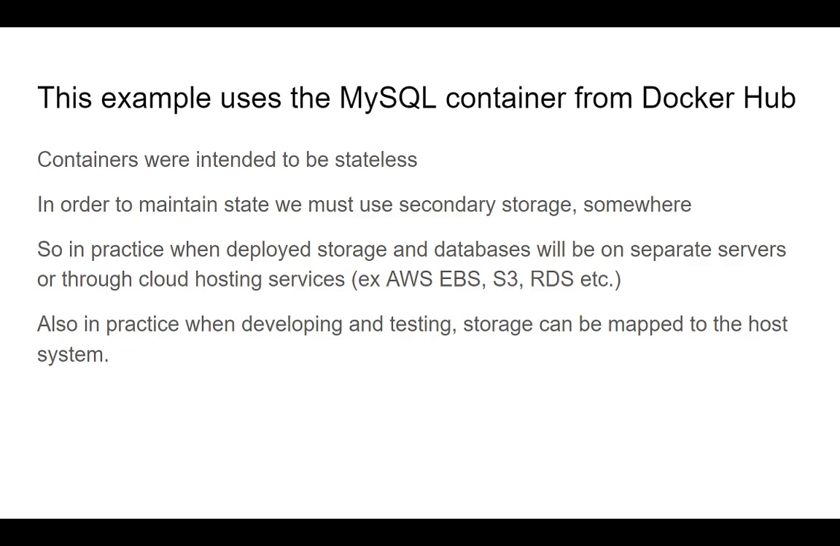But in general, you have to have some kind of secondary storage. So in practice, when we deploy these systems, these containers, storage and databases will be on separate servers or through cloud hosting services, things like AWS EBS (Elastic Block Storage), S3, RDS, something like that. But it will be elsewhere. But also in practice, when we're developing and testing, we don't want to use those expensive services. So what we do is we map storage to the host systems. That's what I'm going to show you now.